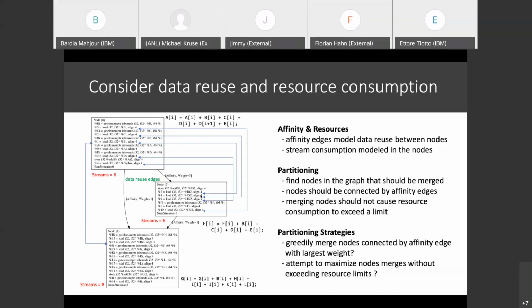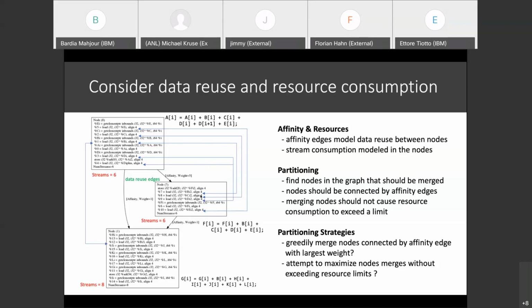And then we create affinity edges. So these are edges that represent the desire to keep the two nodes they connect together. So these are weighted edges, and larger weight indicates more affinity. So the larger the weight, the more is the desire to keep the nodes together and merge them. In this case, the affinity weight is computed by observing the amount of data reuse.